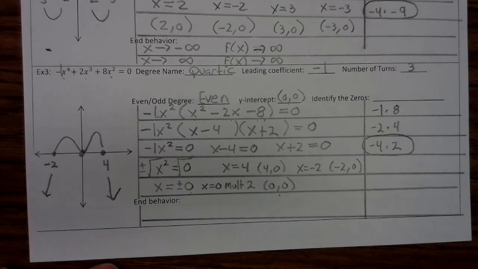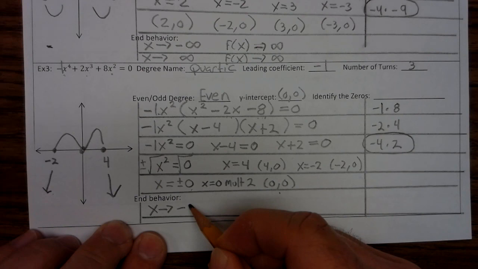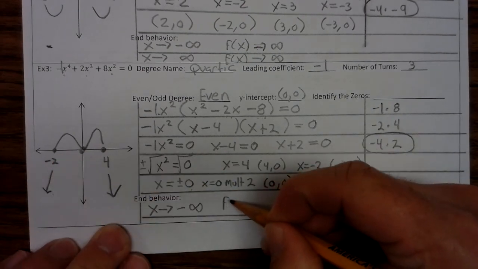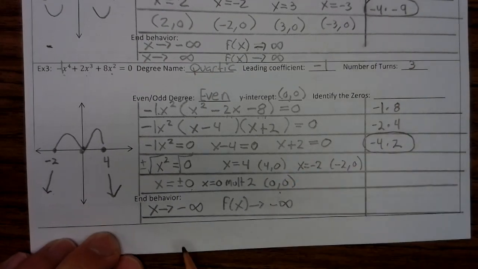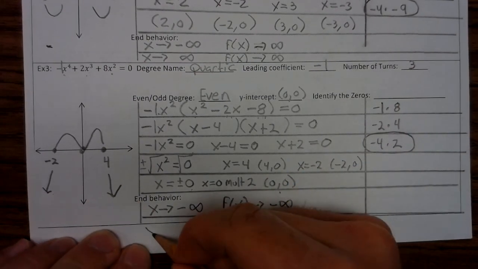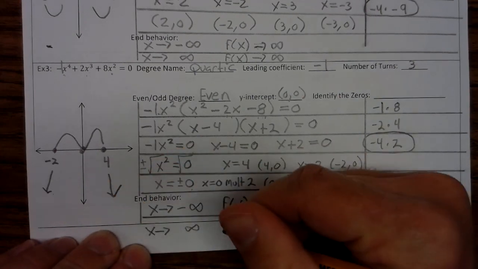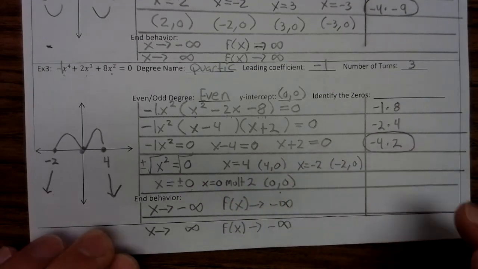All right, so our end behavior. As x approaches negative infinity, we're going left, and it's going down. So f of x approaches negative infinity. Now as x is going to the right, that's positive infinity, and f of x is going down. So f of x is approaching negative infinity.